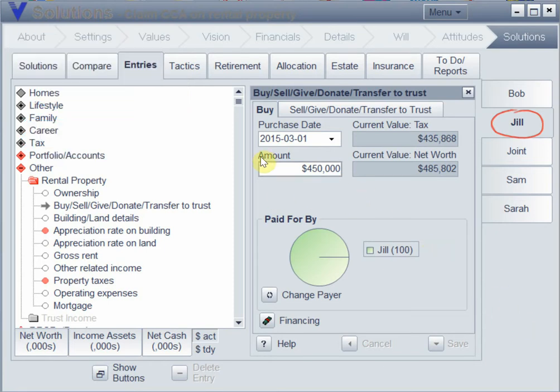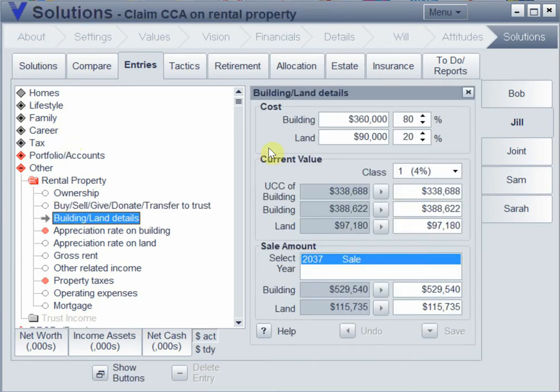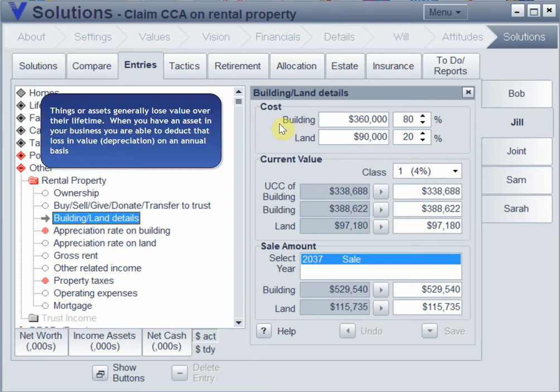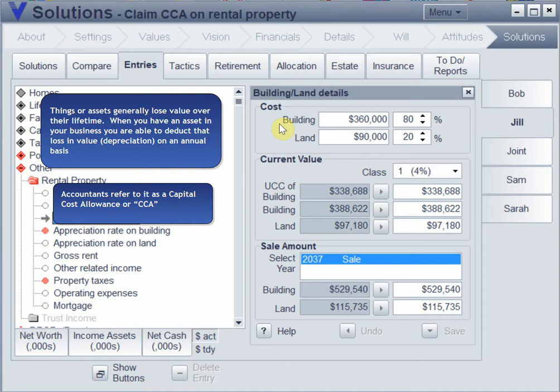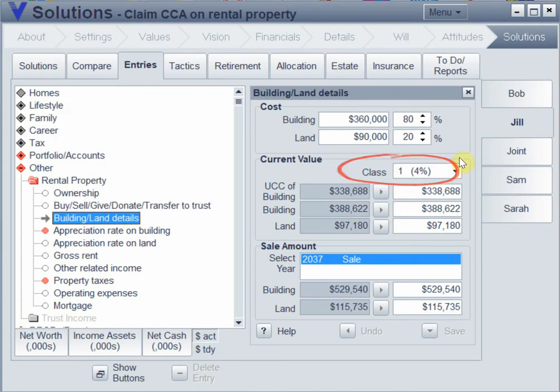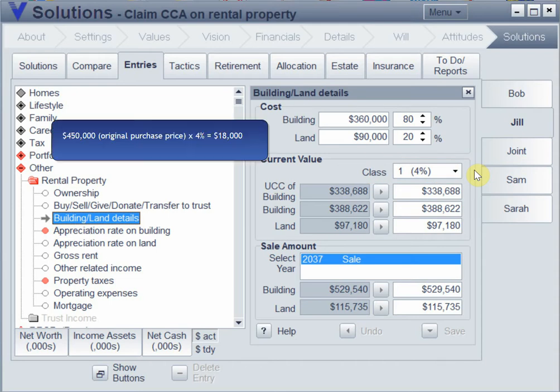So Jill purchased a property back in 2015, paid $450,000 for it, and with a rental property, it's divided up into the land, so what's the land worth, and what's the building worth. And we all know that most assets depreciate or lose their value over time. In this case, buildings lose their value at about 4%, from an accounting point of view. So we take the $450,000 times 4%, and we can deduct $18,000 from your rental income.